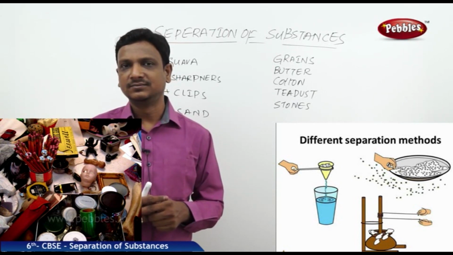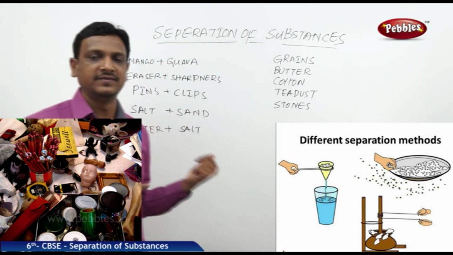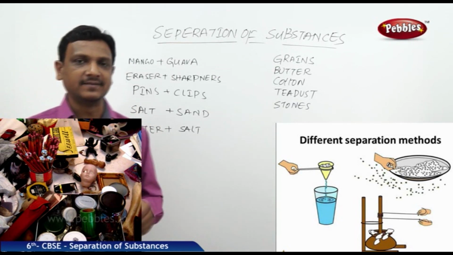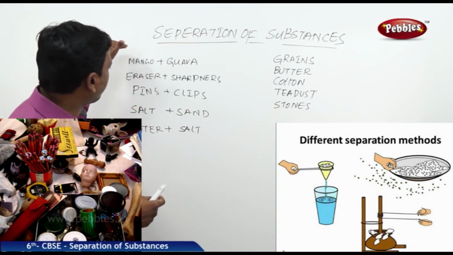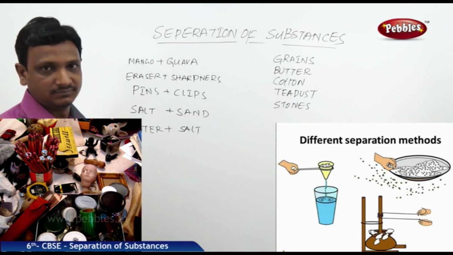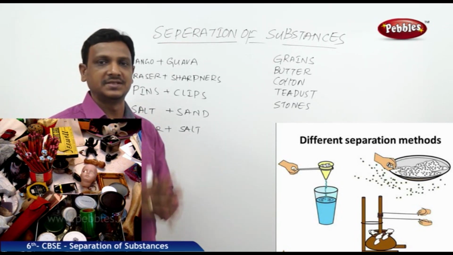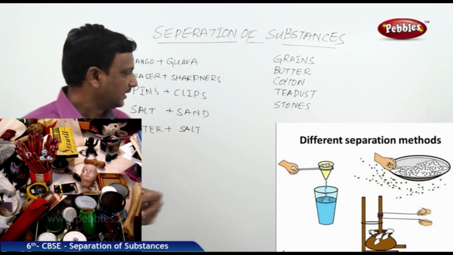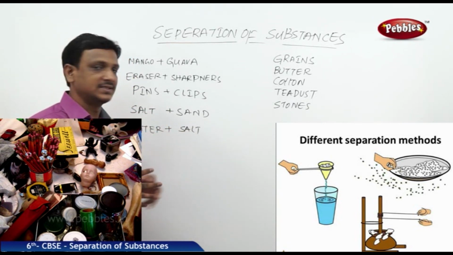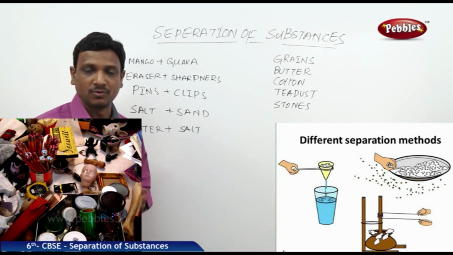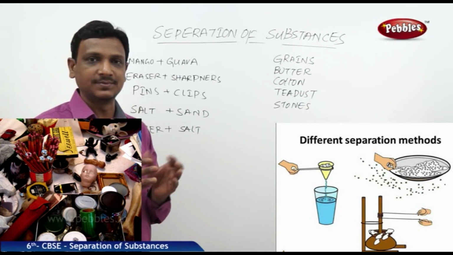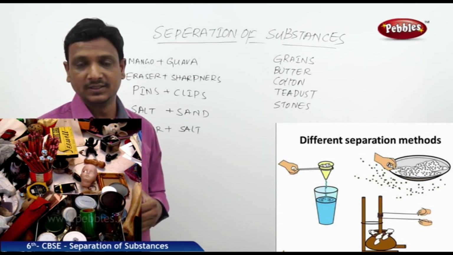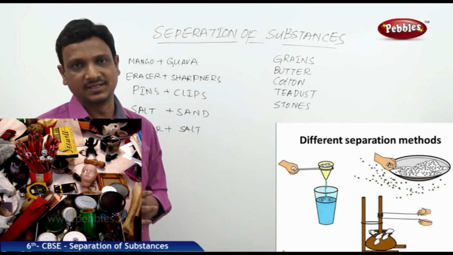Do you think that we can separate salt from the water which is dissolved? Yes, we can. But we cannot do it this way by hand sorting. We need a separate method for the separation of salt from water. Here also we can separate the salt and sand, but we need one more method, one technique by which we can separate the salt and sand. It is possible to separate the constituents, but some method is required.